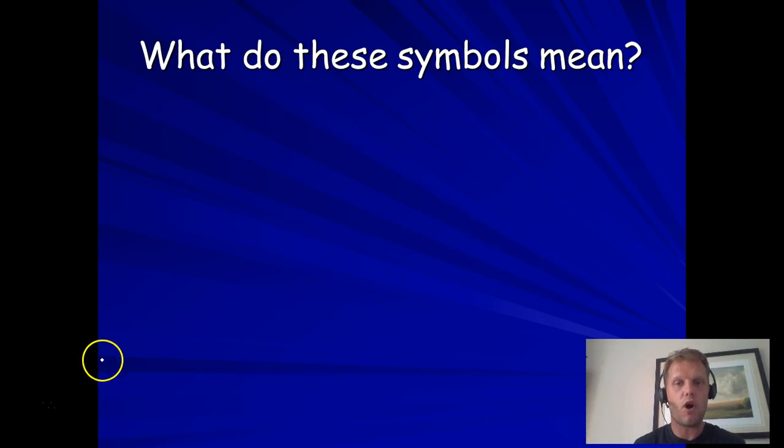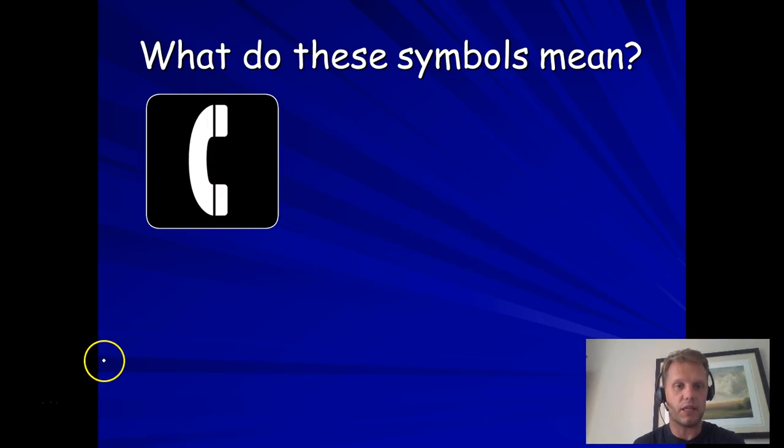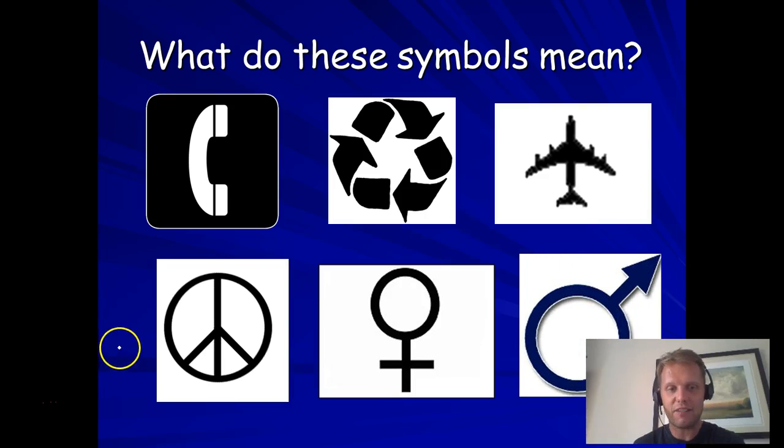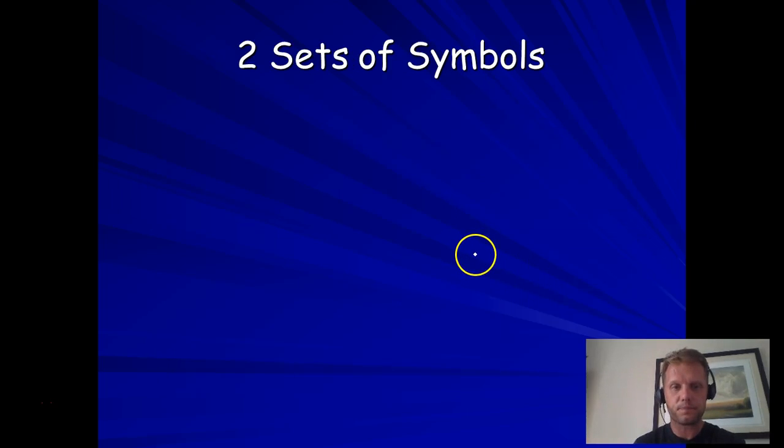So let's look at some common symbols. What do these symbols mean? Well, clearly, if you've been alive before, you'll recognize this means telephone, this means recycle, this means airplane, this means peace. This is female, and this means male, that's right. So again, those are symbols that you probably already know.